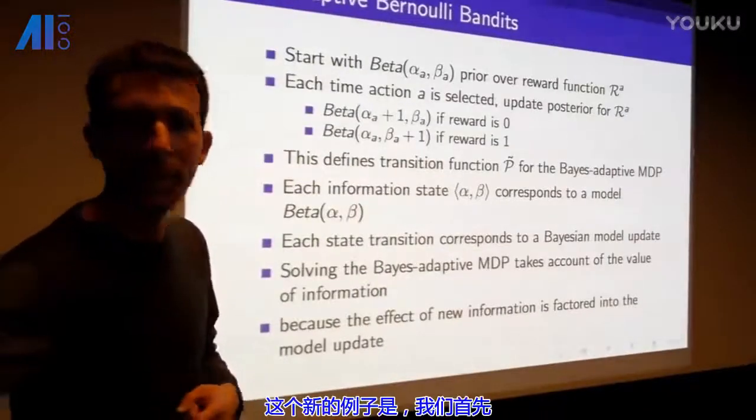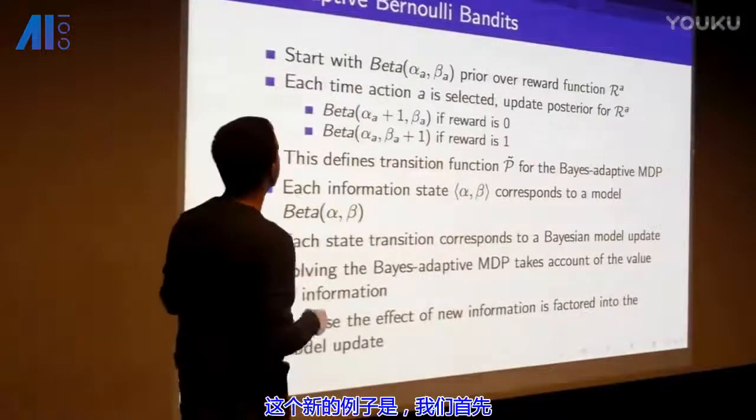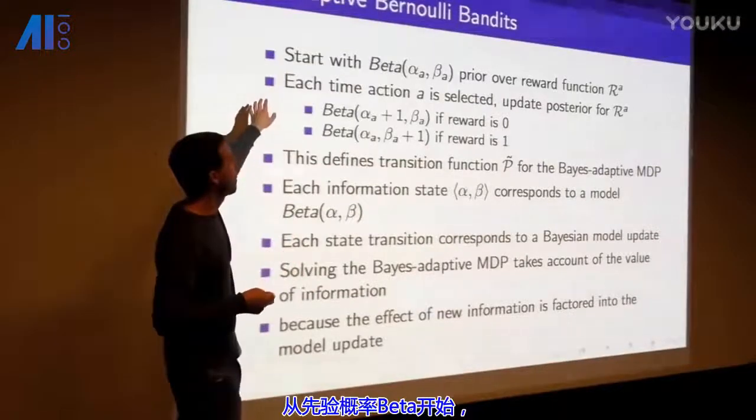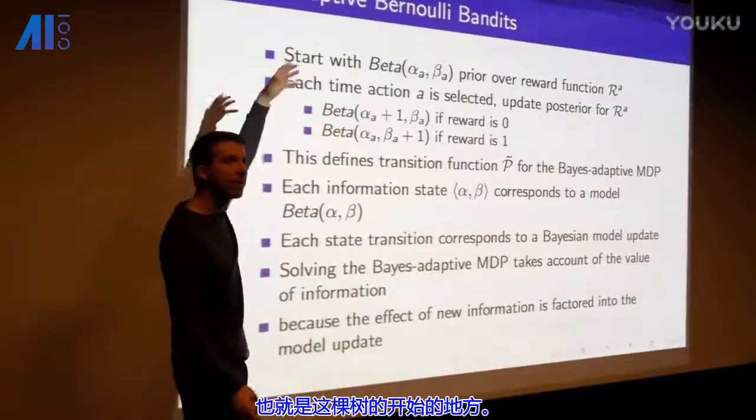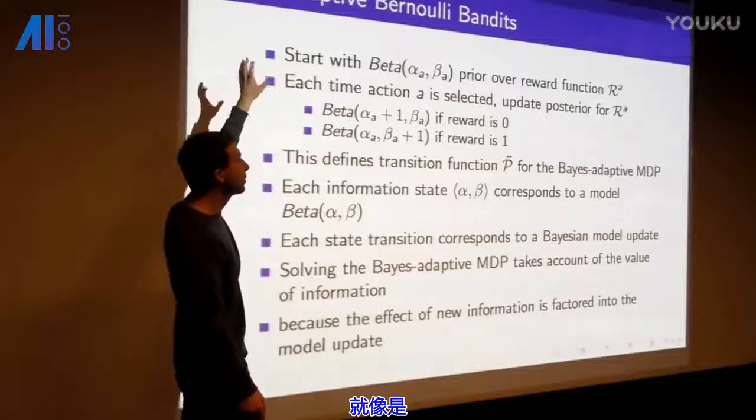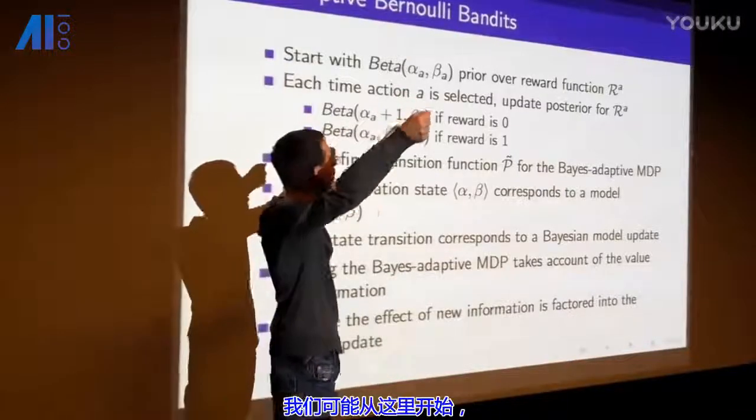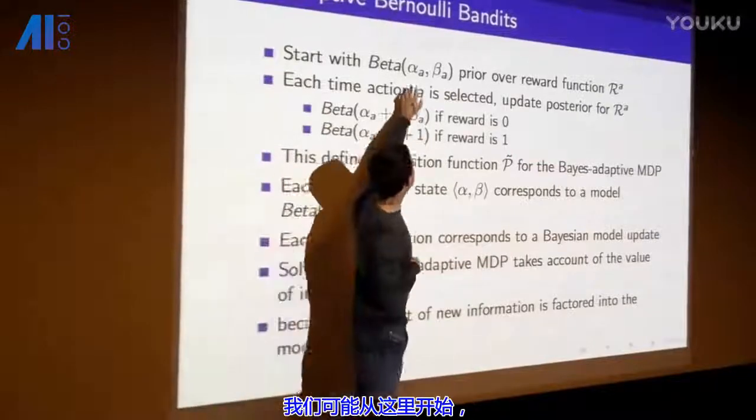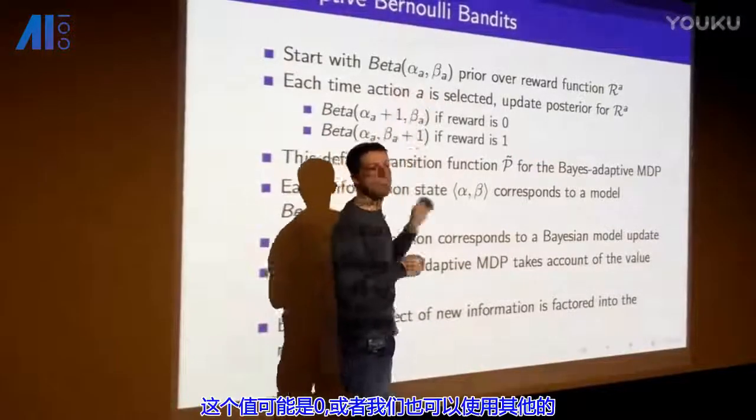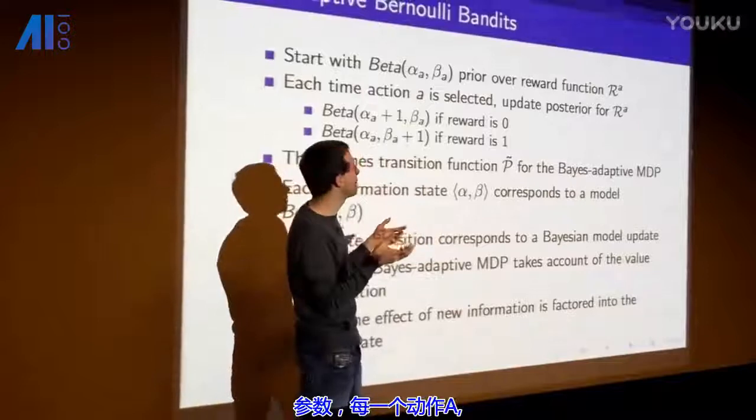So let's make that concrete. In the Bernoulli case, we start off with some beta prior at the root of this search tree. This is like our flat prior. We don't know how the drug's going to work, so we start off with maybe zero counts, or maybe we have some other parameters for each action.